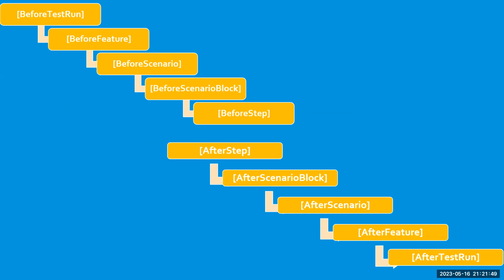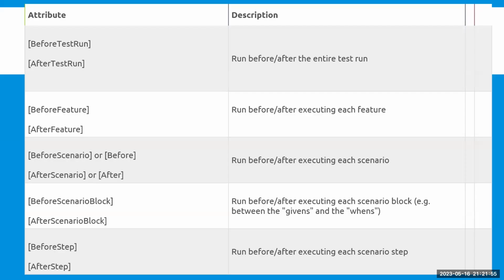So you can see you have the before test run, the before feature, and so on. Before test run and after test run give us the discretion to run before or after the entire test run. And we also have the before feature and after feature, which run before or after executing each feature, and so on. And we also have the before step and after step as well.